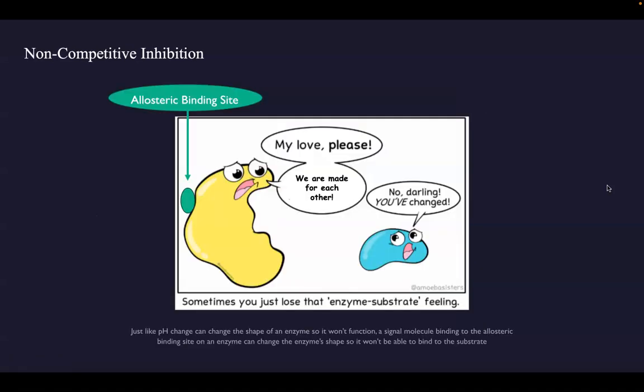I use this same image twice because both the example of a pH change and an allosteric binding site being bound to are going to change your enzyme shape. So in this situation, we're made for each other, please don't go, and the substrate says, no, darling, you've changed. That's because we've got something bound to the allosteric binding site that will change the enzyme shape.